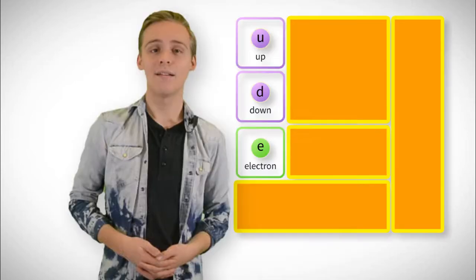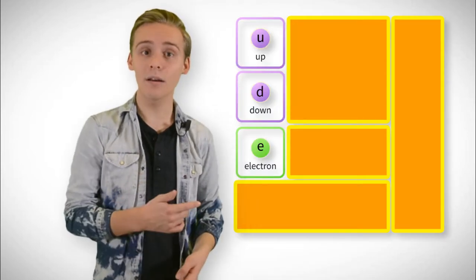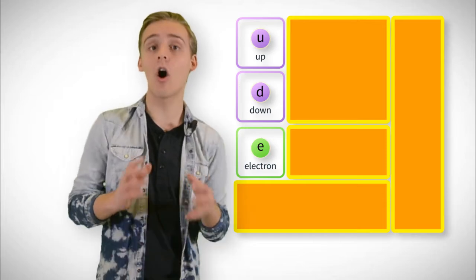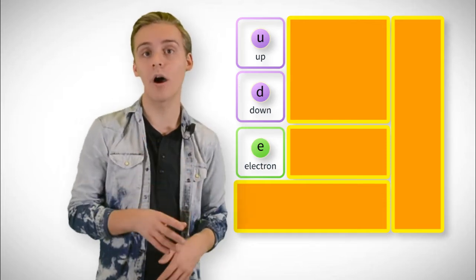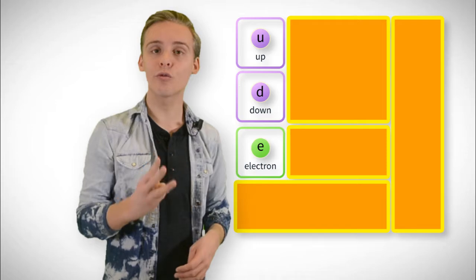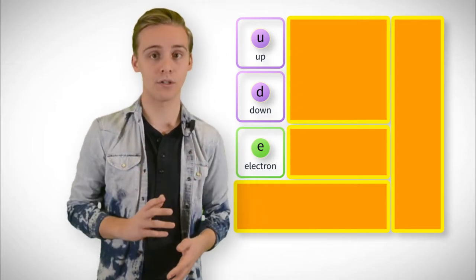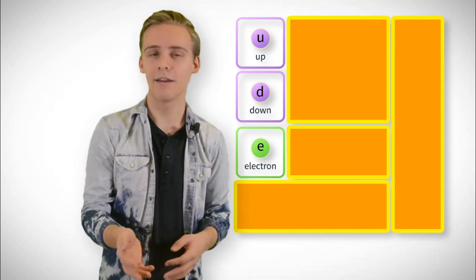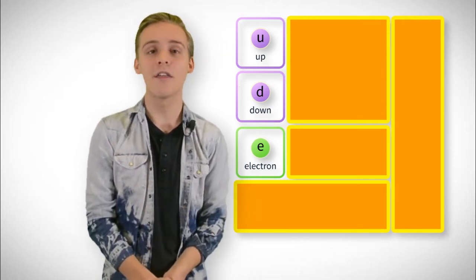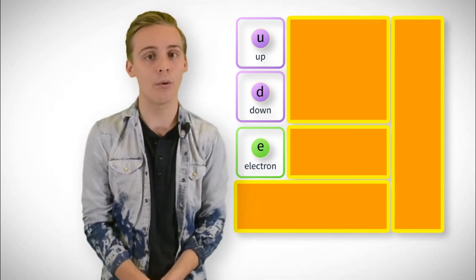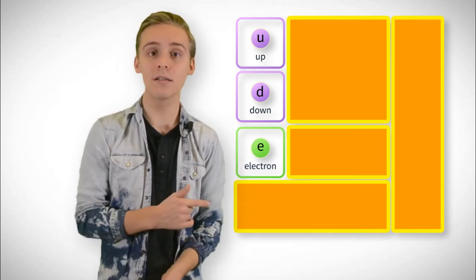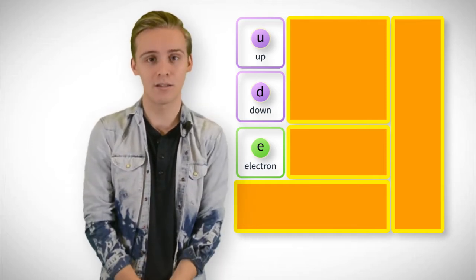Now, it's no mistake that the up quark, down quark, and electron are all arranged into one column on our table. These 3 fundamental particles make up all the matter in our universe. The chair you're sitting on, the screen you're watching this on, the air you're breathing in right now is made from up quarks, down quarks, and electrons.